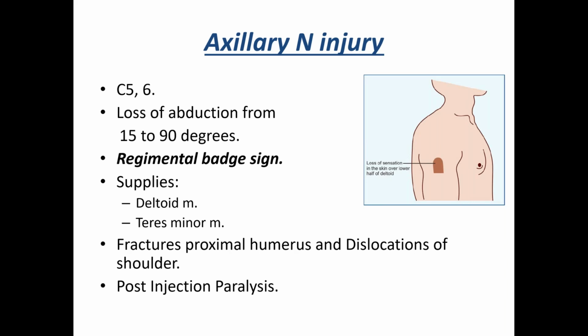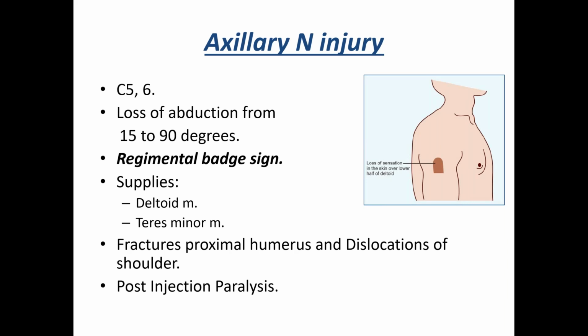The important thing to note here is that there is no sensory loss over the tip of the shoulder. The tip of the shoulder is supplied by some other nerves, and therefore the correct answer that where the sensory loss would be there is the skin over the lower half of the deltoid.